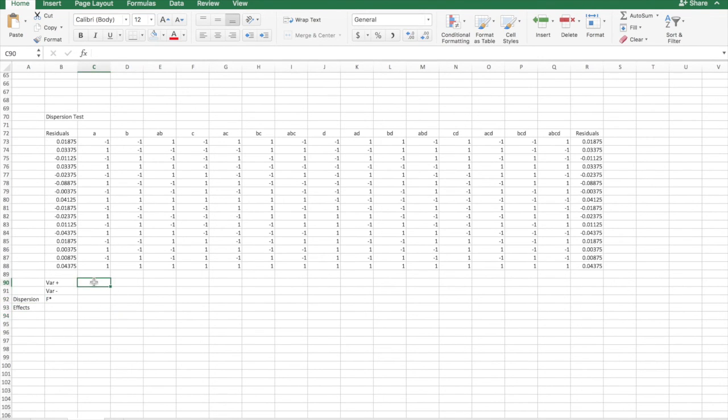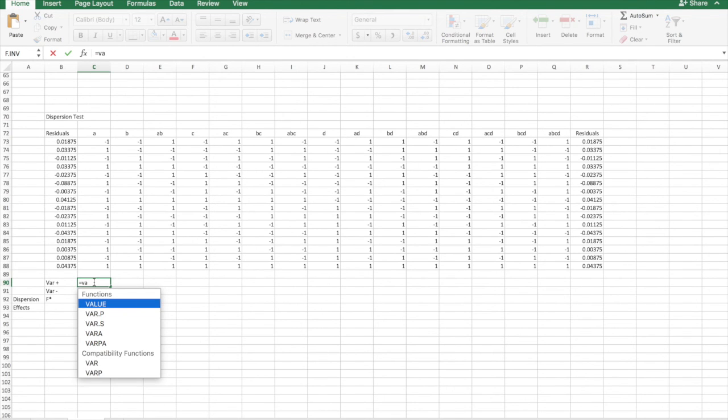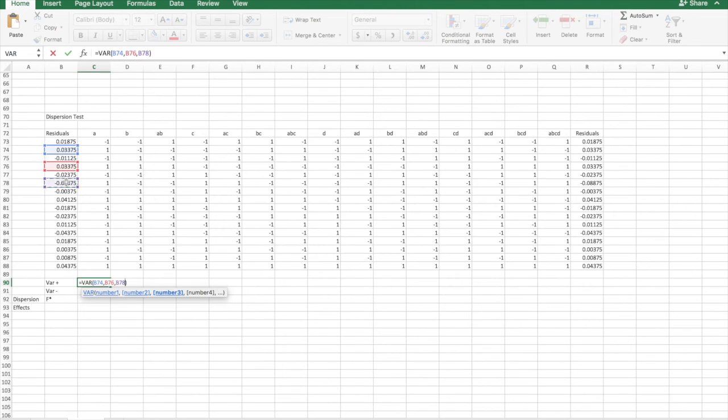So we're going to compute the variance when A is high, so it's going to be on the residuals. So it's going to be skip 1, select, skip 1, select, skip 1, select. And oh no, none.